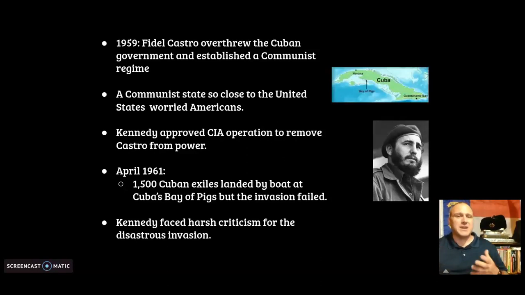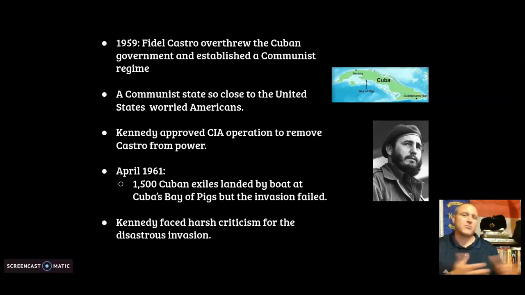Kennedy approves an operation via the Central Intelligence Agency, the CIA, to go into Cuba secretly and remove Castro from power. Well, about 1,500 Cuban exiles land in what we call the Bay of Pigs. It's on that map right there. And they go in there to invade and remove Castro, the CIA and these Cuban exiles in April 1961, and it's a failure. It's a huge failure. These guys get caught, they get killed, they get arrested, thrown in jail. I mean, it's terrible. And this is one of the big stains on Kennedy's presidency, this Bay of Pigs invasion.